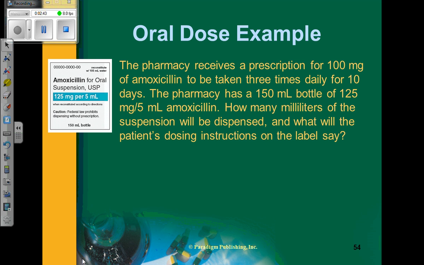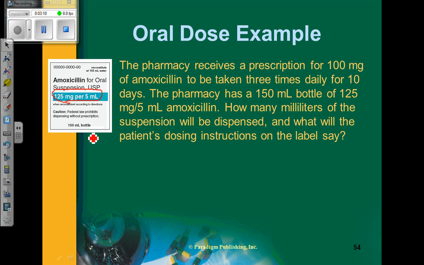So the pharmacy receives, this is an oral dose example, a prescription for 100 milligrams of amoxicillin to be taken 3 times daily for 10 days. The pharmacy has a 150 milliliter bottle of 125 milligrams per 5 milliliters, and that's where you have it here on your label, of amoxicillin. How many milliliters of the suspension will be dispensed, and what will the patient's dosing instructions on the label say?